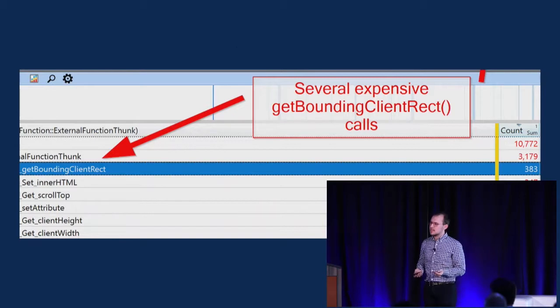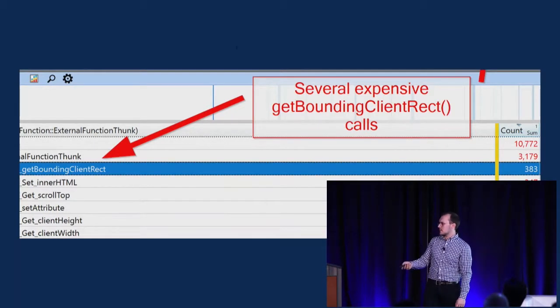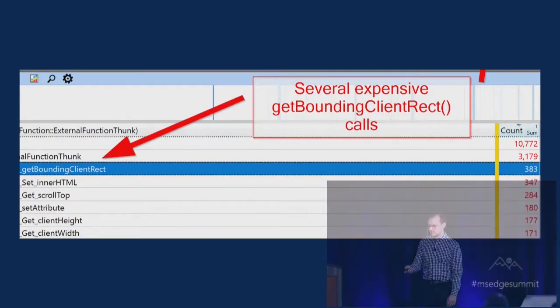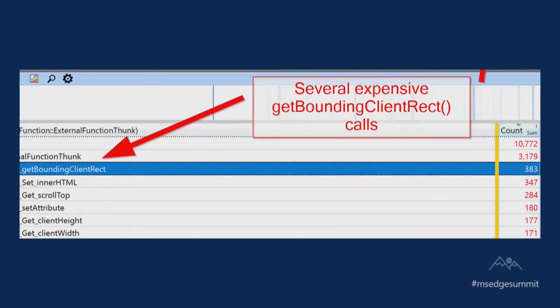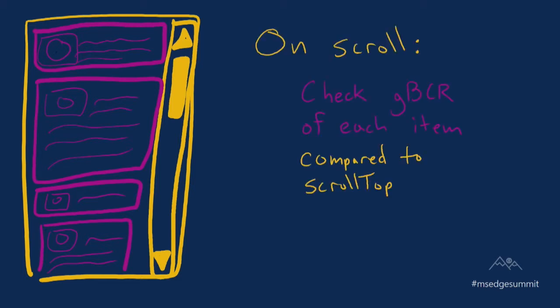What's going on here? Well, essentially what they had was this scroll element, something you can scroll up and down. And then they had some elements inside of that. And what they're doing is they had this scroll listener that was checking getBoundingClientRect, so checking the rectangle of this inner element, and then comparing that to the scrollTop. And they're doing that on scroll.